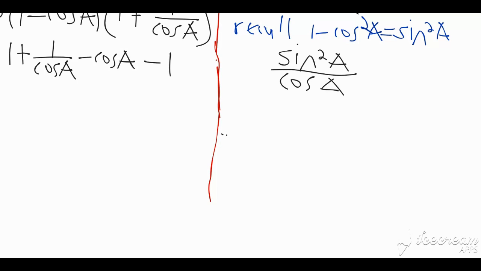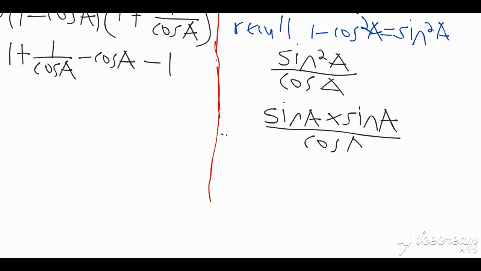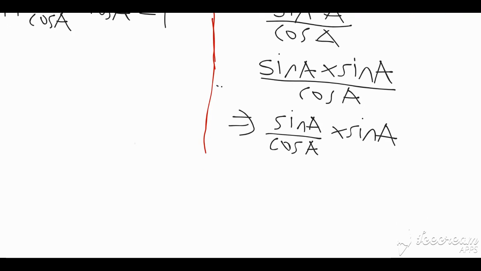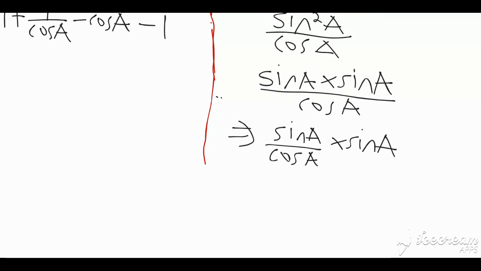We know that sine squared A can actually be written as sine A times sine A. So I'm going to have sine A times sine A all over the cosine of A, which in this case I can actually separate and say sine of A over the cosine of A times the sine of A. Good. Now we know that sine A over cosine A would give me the tangent of A. So I'm going to have tangent of A sine A. And of course, because multiplication is commutative, it doesn't matter which way I write it.